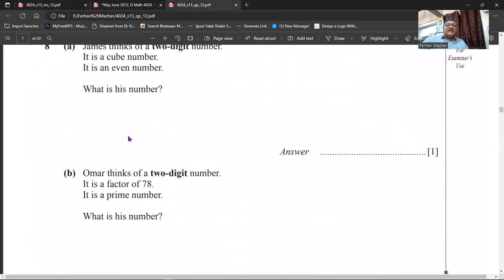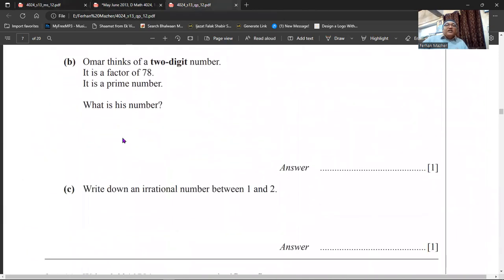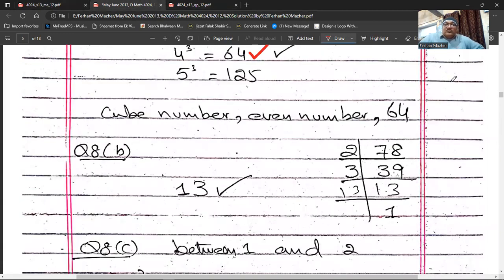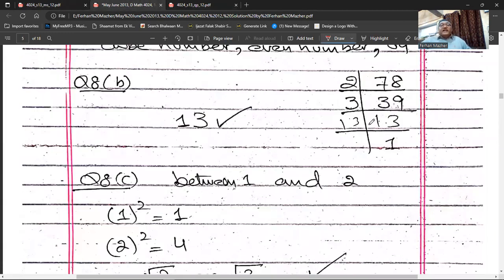Okay, then he says, question number 8, B part. Umar thinks of a 2-digit number. It is a factor of 78. It is a prime number. What is his number? Okay, so I will prime factorize 78. When you divide 78 by 2, you get 39. 39 divided by 3, you get 13.